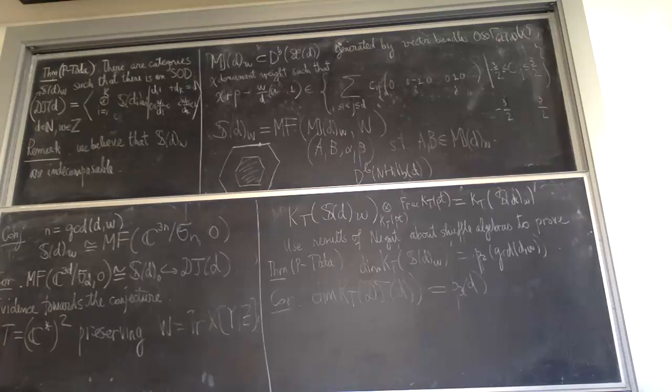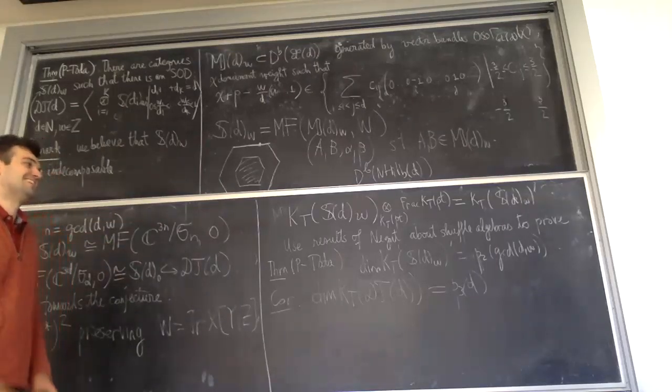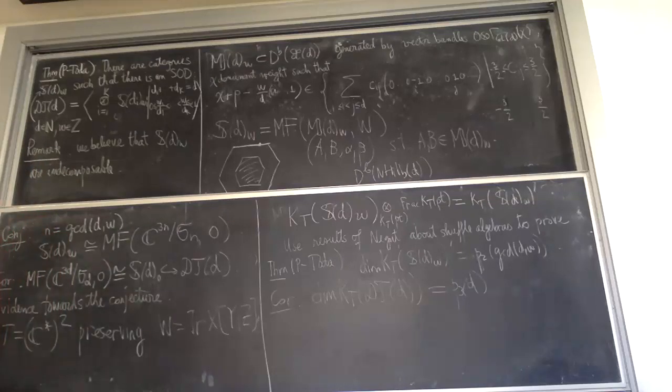You said everyone towards the conjecture, then you interrupted with some nonsense. I think this is some evidence, yeah. If n equals 1, is it known? No, I think n equals 1 is the hardest case in this conjecture.